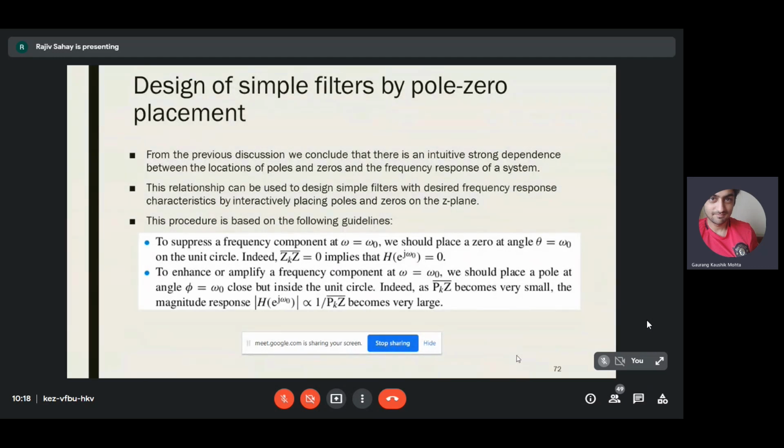So this is the summary slide which talks about all the geometric intuitions that we had discussed. We had seen that there is a strong dependence between the frequency response and the location of poles and zeros in the Z plane. And we can play around with the pole and zero locations and design suitable filters which have our desired frequency response. So we can build many kinds of filters.